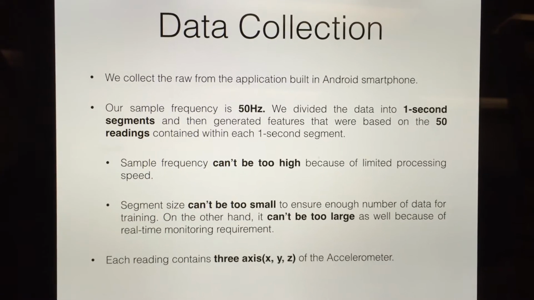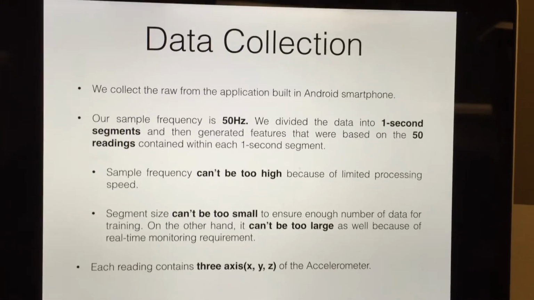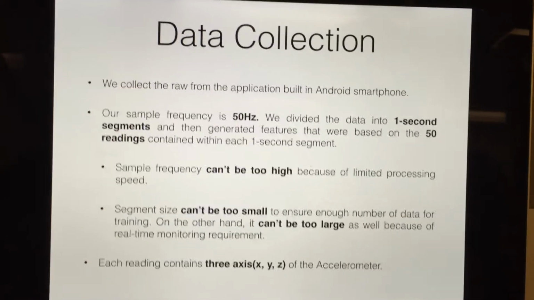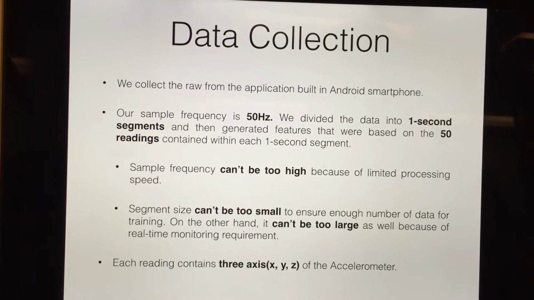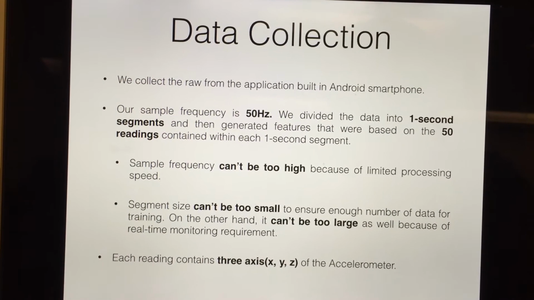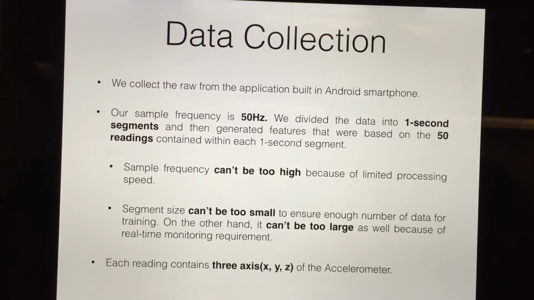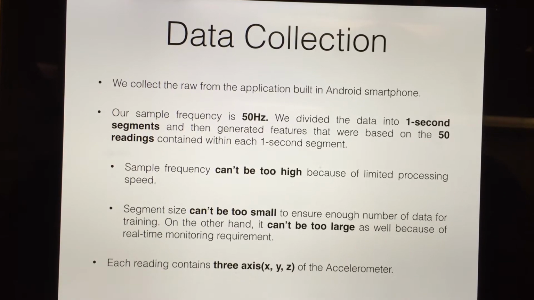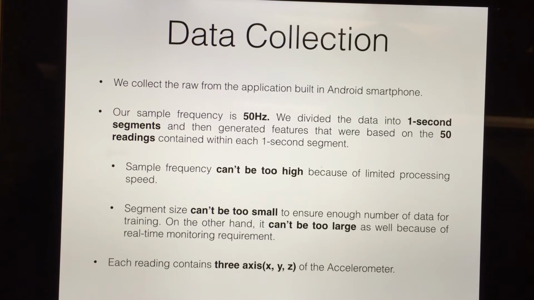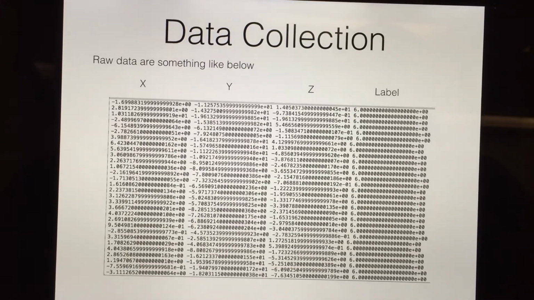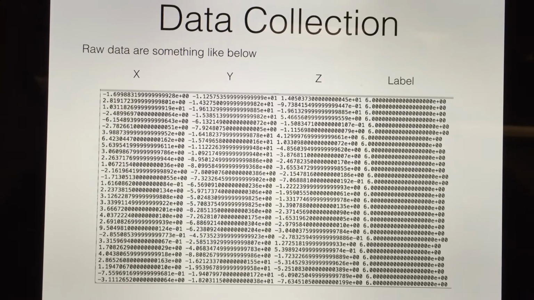So we cannot collect too much data because we cannot finish it within a limited time. Our segment size cannot be too small because we should ensure that enough data can represent the real-time activity. On the other hand, it cannot be too large because of the real-time monitoring requirement. Each reading contains 3 axes, x, y, z, of the accelerometer. So this is what the raw data looks like. It contains the x, y, z and its label.